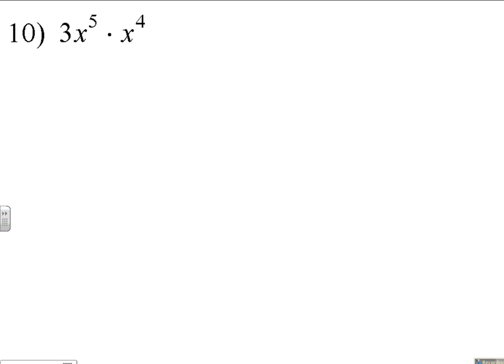Okay, so once again, this 5 does not affect the 3, only affects the x. The x is said to be 5's base. So we have a 3, and we have 5 x's and 4 x's. 3 and 9 x's. Very, very simple.